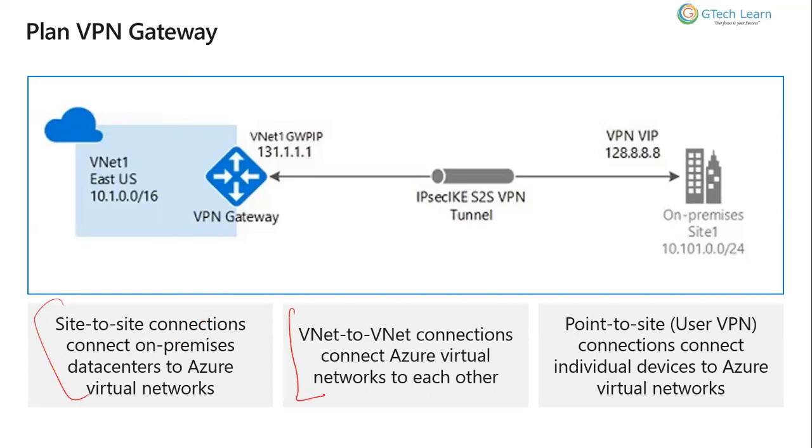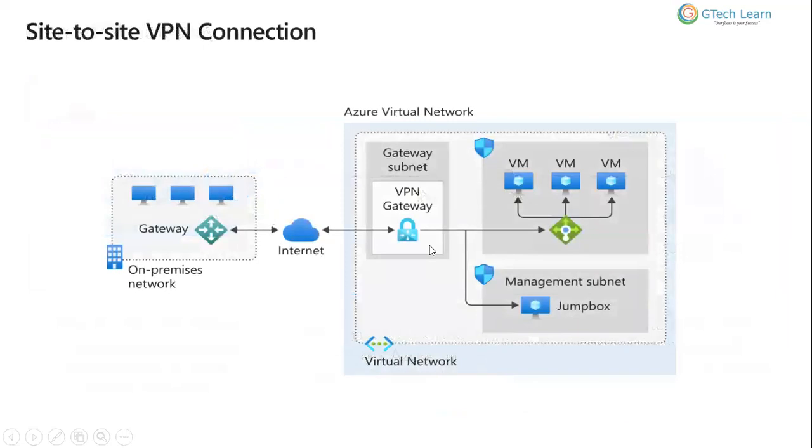You can also have VNet to VNet connections if you want to connect virtual networks with each other by using the VPN gateway. You can also use the VPN gateway to create a point-to-site user VPN connection in order to connect with individual virtual network devices. That's okay. Now moving ahead with the next part.